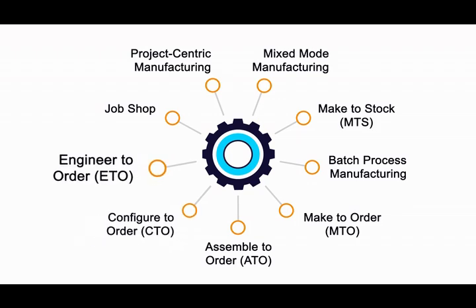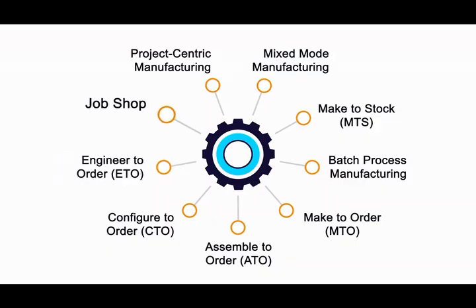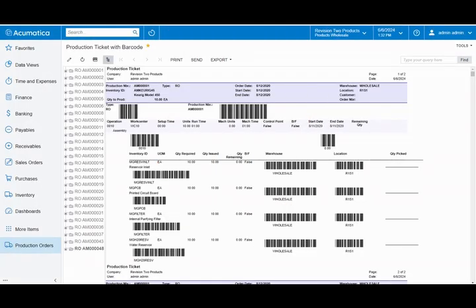Leverage native PLM integration and connect CAD applications to harmonize engineering and manufacturing BOMs for custom engineered parts. Job shops use manufacturing estimates to create custom quotes based on customer specifications with unique bills of materials and production orders. Print production tickets to automate manufacturing data collection using barcode scanners.